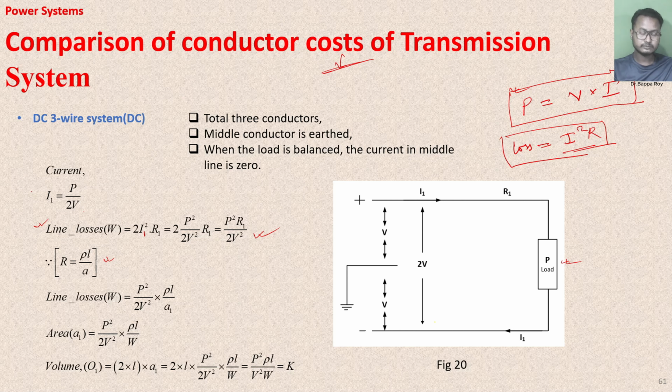Is it clear? I think it's clear. So R is equal to rho L by A. This is also a formula. Rho is the resistivity, L is the conductor length, A is the cross sectional area of the conductor. So line loss W is equal to, we are just putting the value of R in place of R1, rho L by A1. A1 will be changed, it will be defined for different systems.